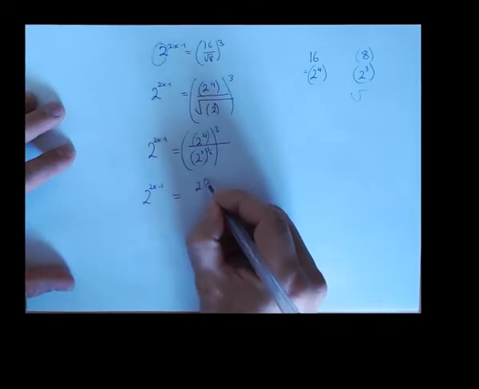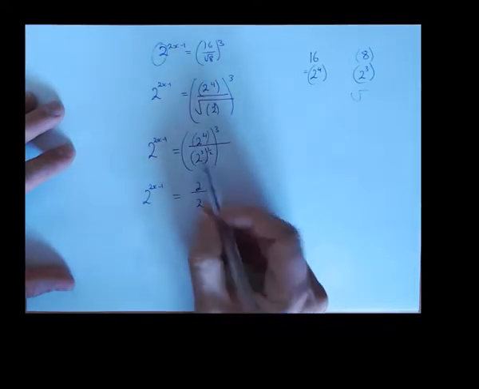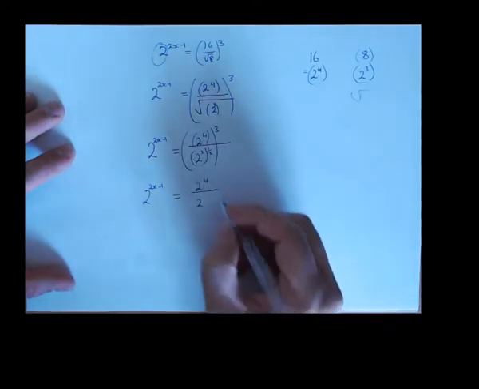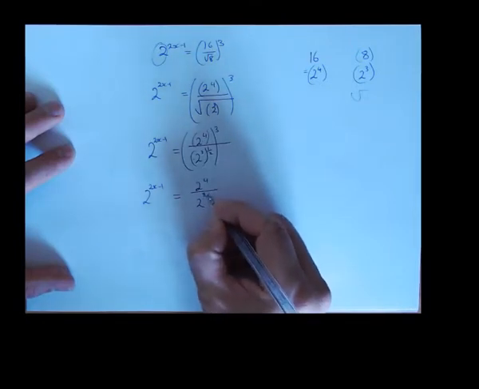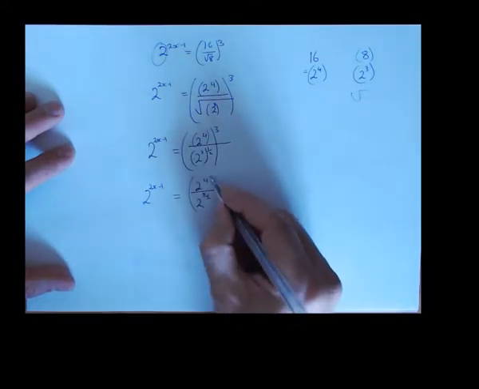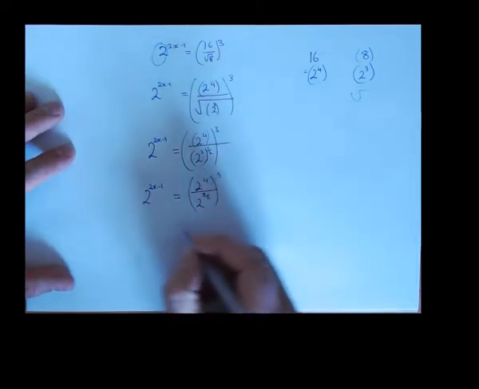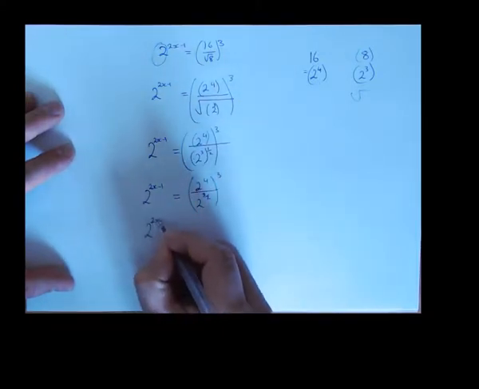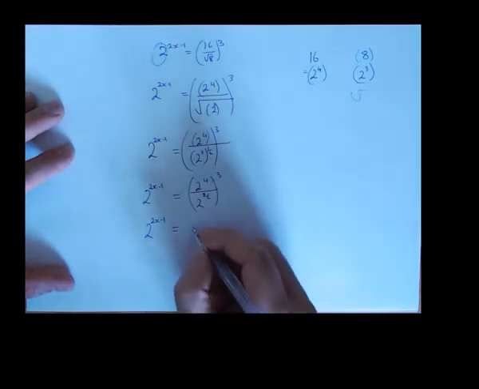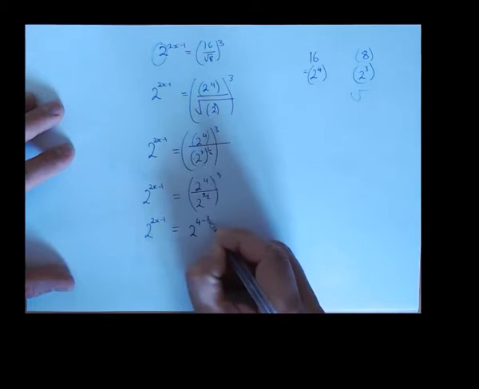Now we can use our rules and we see how they work out. So we have 2 to the power of 4 over 2 to the power of 3 all to the power of a half. We know from our rules that we just multiply them. Each step we write out the whole thing again. 2 to the power of 4 divided by 2 to the 3 over 2 is of course 2 to the power of 4 minus 3 over 2. And that whole thing is cubed.